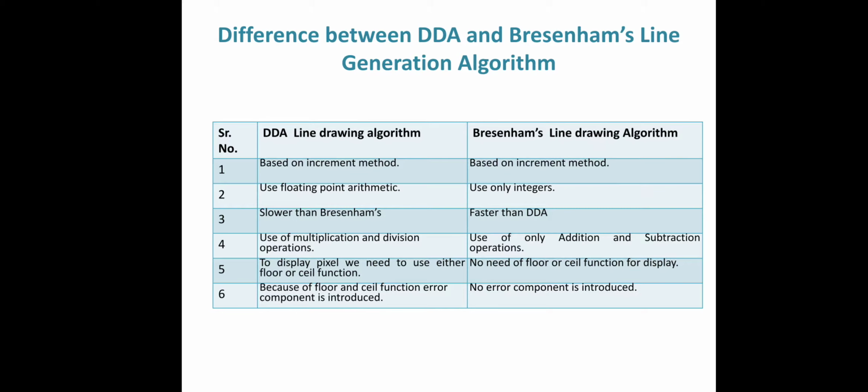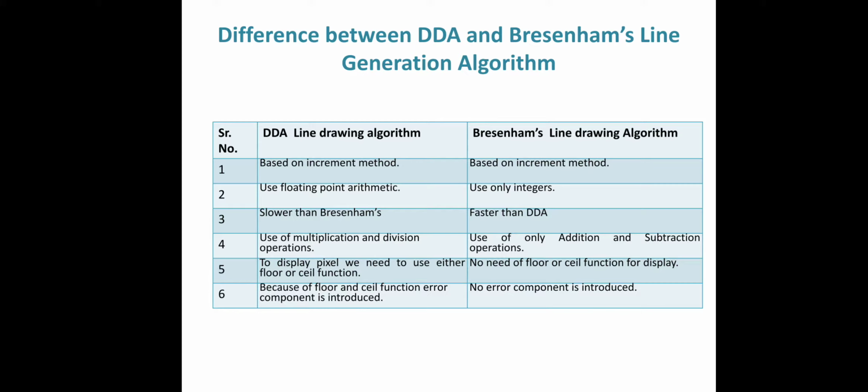Before that, we will see the difference between the DDA line and the Bresenham's line generation algorithm. In DDA and Bresenham's, both are based on the incremental method. In both we are incrementing x and y. The second thing is that in DDA we are using floating point, right? So we are using the ceil and floor functions, converting floating point numbers into integers. So in DDA we are using floating point arithmetic, whereas in Bresenham's we have only integers.